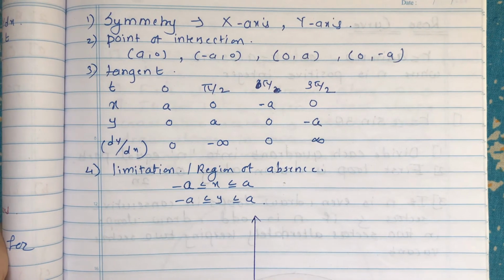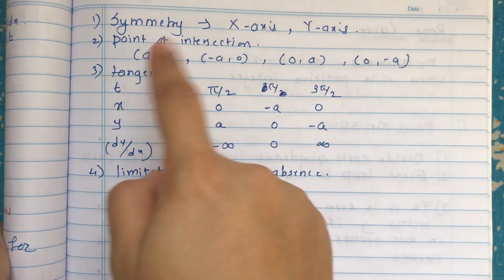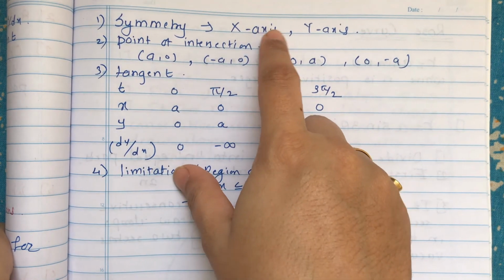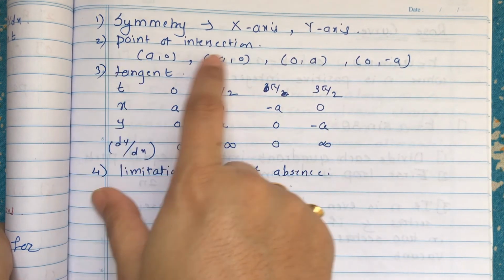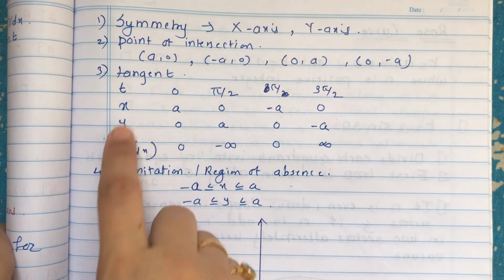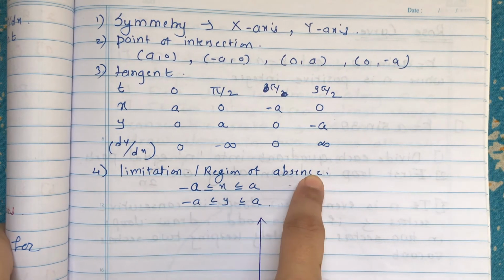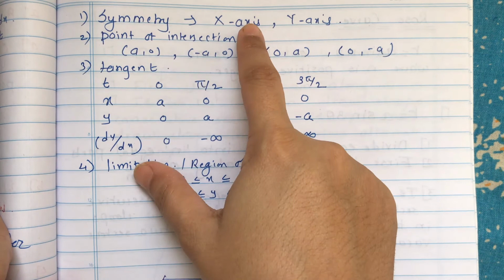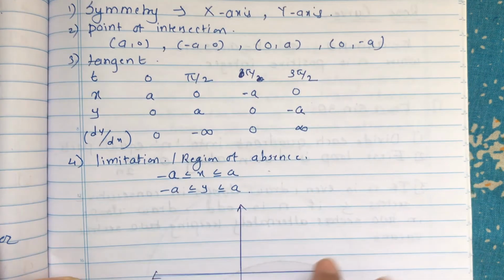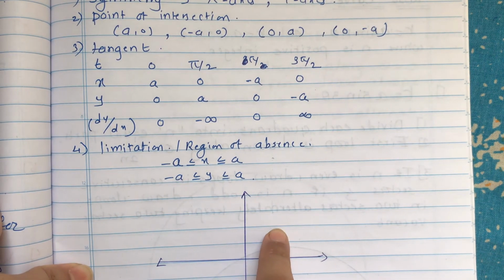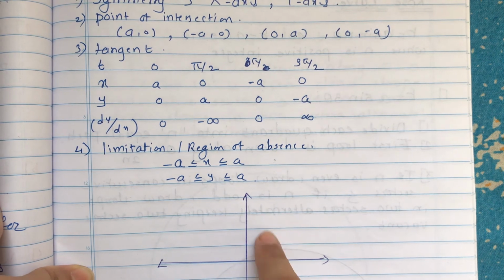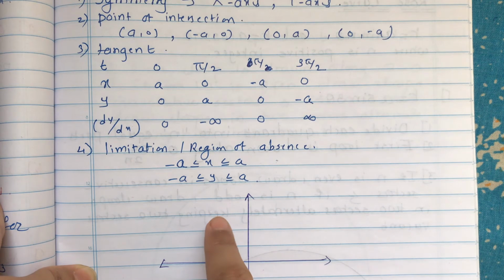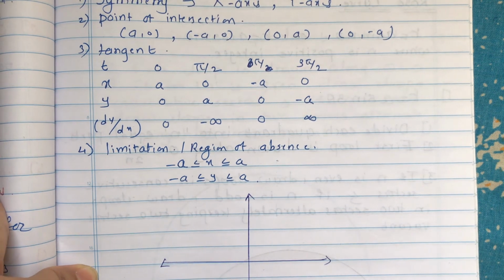Next, to draw the curve, make this short summary. The curve is symmetric about x-axis as well as y-axis, then point of intersections, then tangent, and last one is region of absence. As the curve is symmetric about x-axis as well as y-axis, we will draw in the first quadrant only. Using symmetry about x-axis we can draw here, and using the symmetry about y-axis we can draw in second and third quadrant.